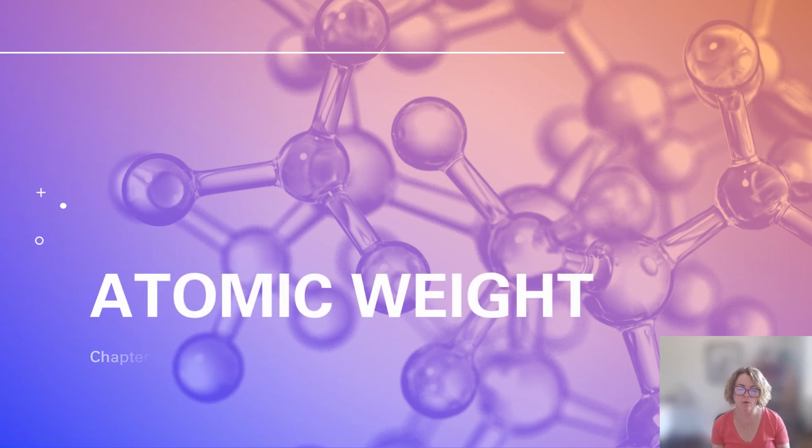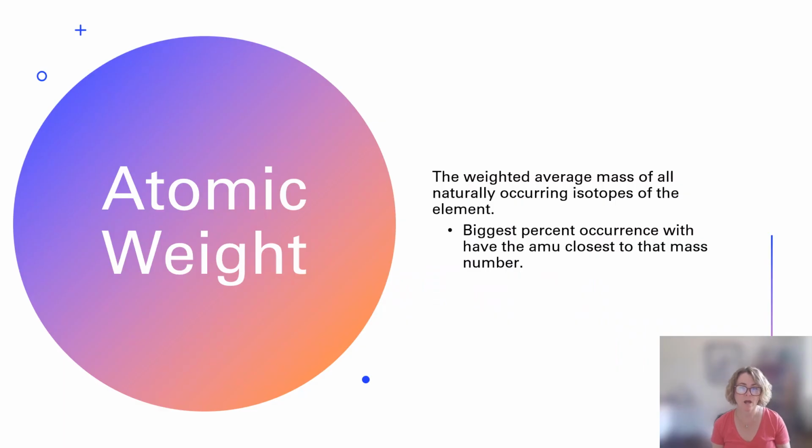In this video, we are going to talk about atomic weight. We're going to talk about where you find this on the periodic table, and if you needed to, how you would go about calculating that number. Okay, so the atomic weight, this is different than the mass number.